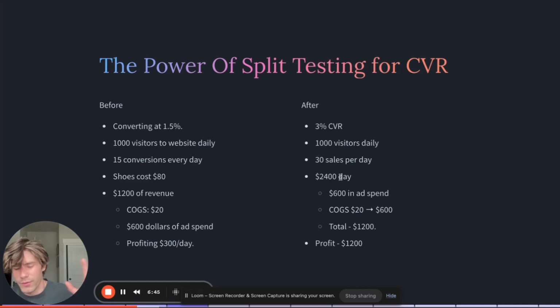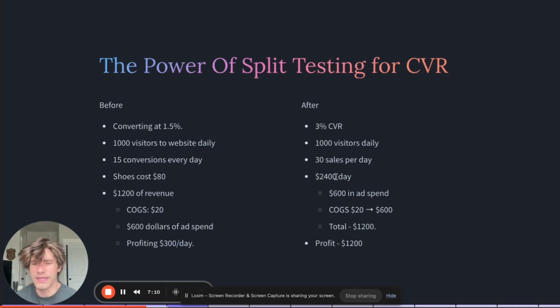Now, here's where this gets really, really cool. The ad spend remained the exact same, right? He's still sending 1,000 visitors every day to his website, which is costing him $600. The COGS also remain the exact same, but they obviously doubled to $600 instead of $300 because he's selling twice as many. So that's a total of $1,200. But his profit is now $1,200 because he's bringing in $2,400 a day.